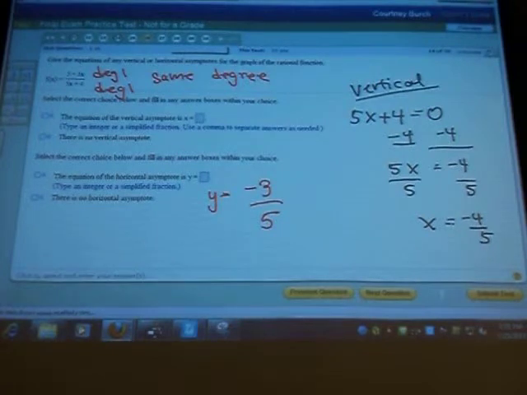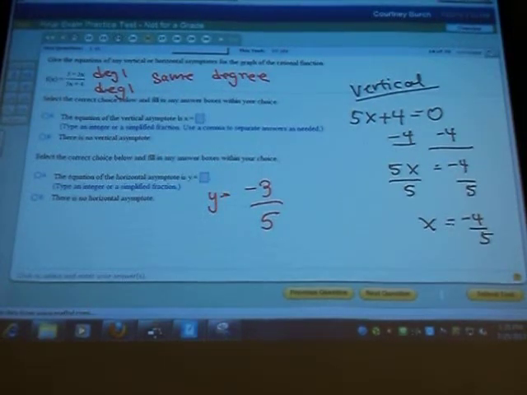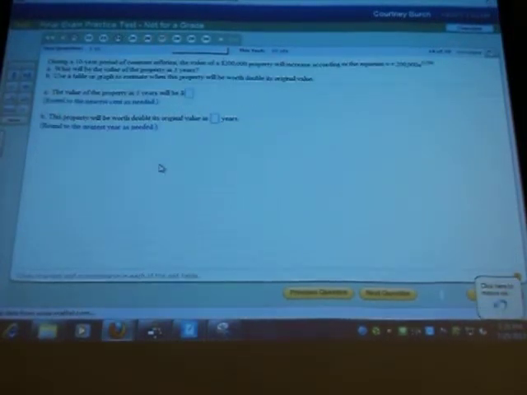If the degree is higher on top, there's none. If the degree is higher on the bottom, then you have y equals 0. So if you get equal degrees, that's A over B. Do you get this one? We've got a few minutes left.